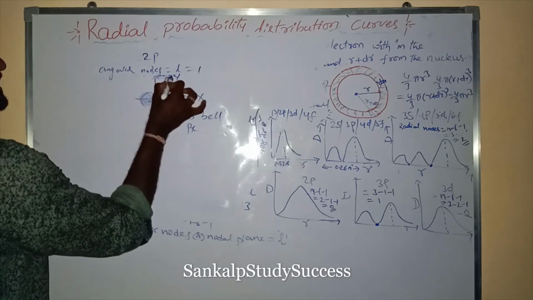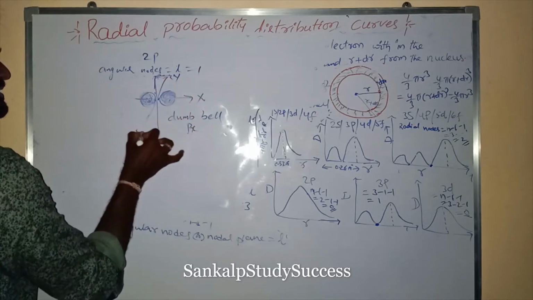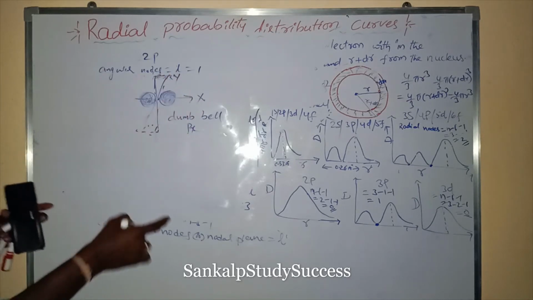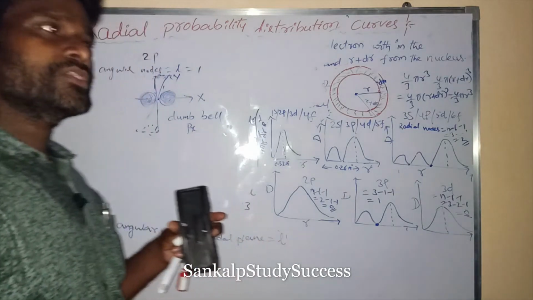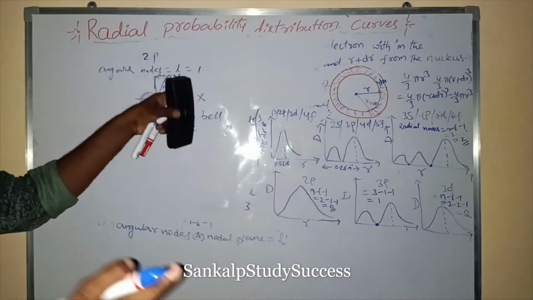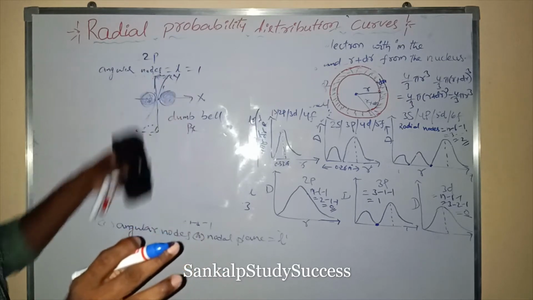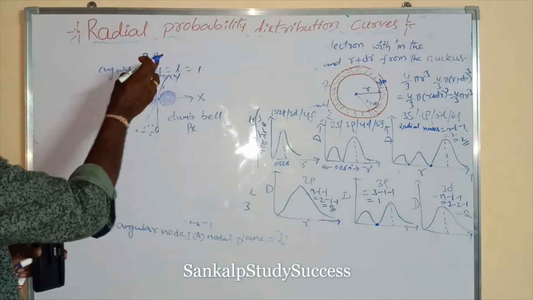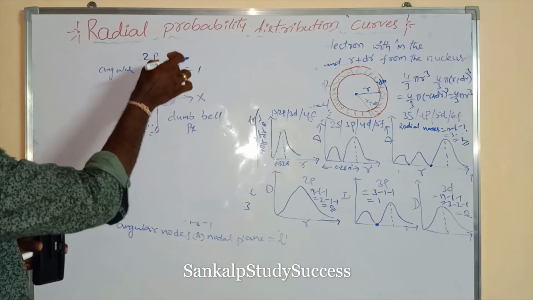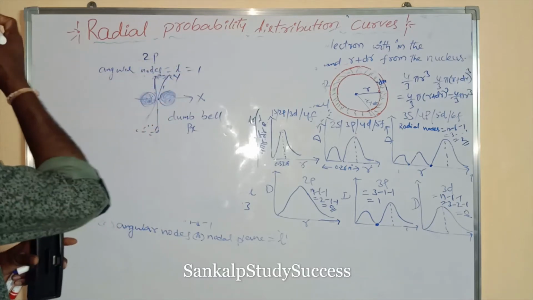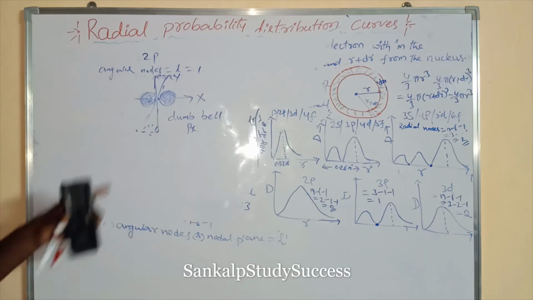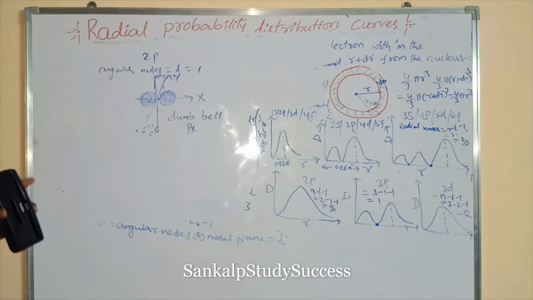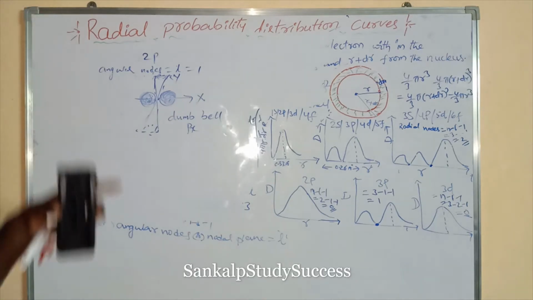In the yz plane, this is an imaginary plane. In this plane, the probability of finding electron is 0. So the plane where the probability of finding electron is 0 is said to be a nodal plane. What is the nodal plane? Nodal plane is the imaginary plane which is passing through the nucleus, where the probability of finding electron is 0, is known as nodal plane or angular node.